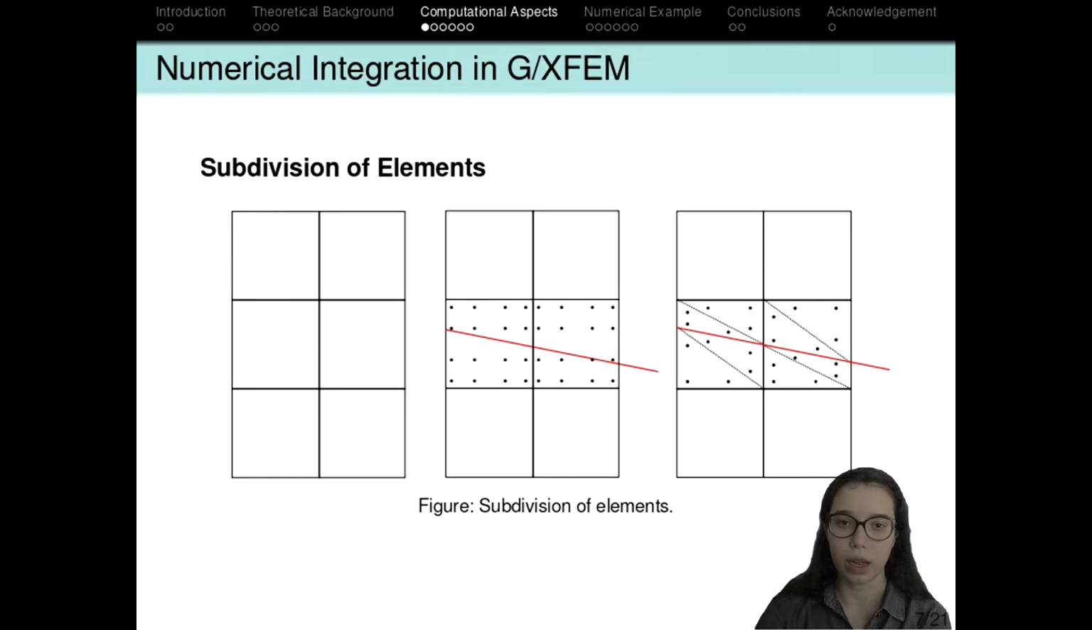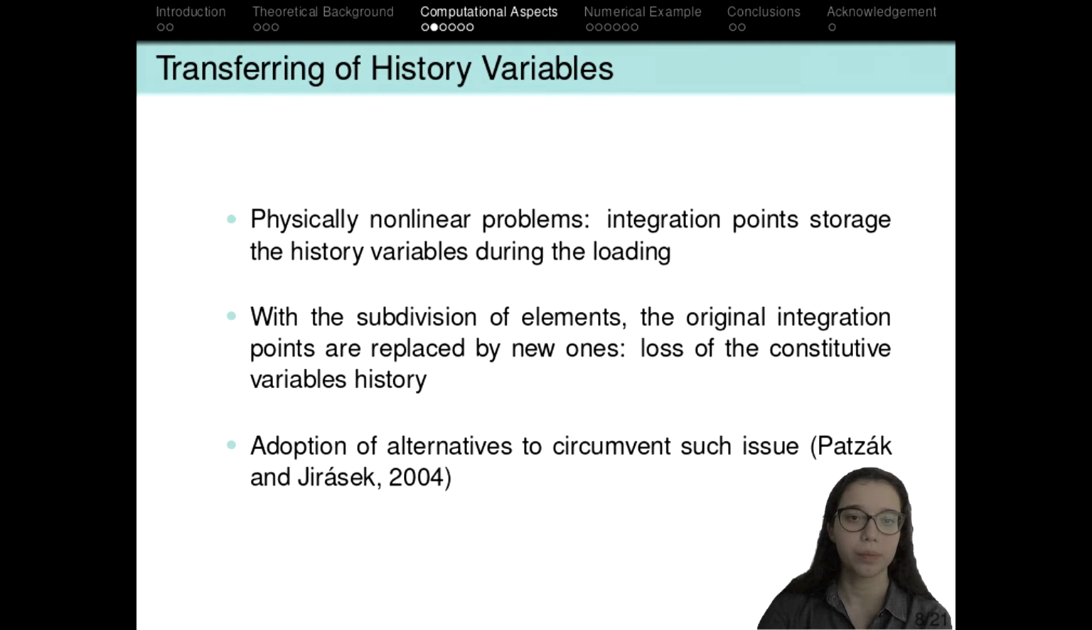Also, it is important to mention that in this process we don't add degrees of freedom to the problem, and we also maintain the accuracy of the integration process. When we are dealing with physically nonlinear problems, the integration points store the history variables during the loading. But with the subdivision of elements, the original integration points are replaced by new ones according to the generation of cells. So we lose the constitutive variables history. Hence, we can adopt some alternative to circumvent such an issue, and some of them are presented in Petsek and others.